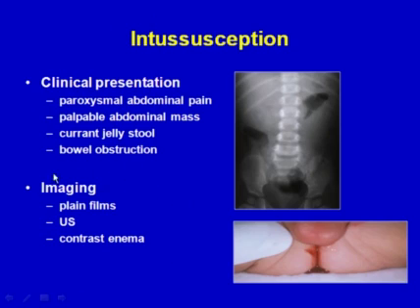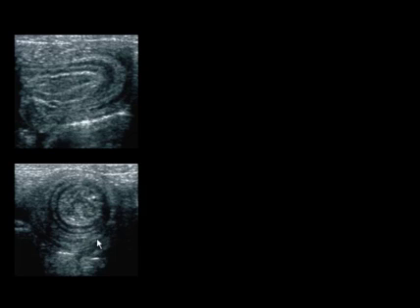Imaging is generally achieved through the use of plain film. As you can see here, we can identify a mass. If you look carefully, you can see that there's a little fatty density due to the invagination of the mesentery in the intussusception. Ultrasound and contrast enema.